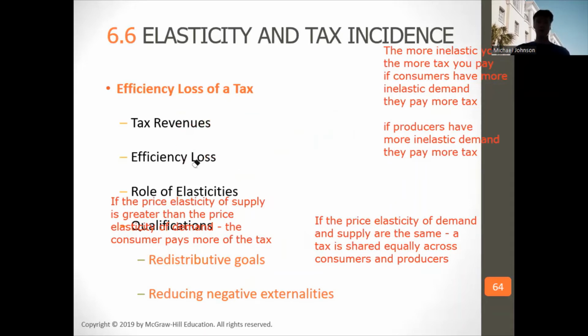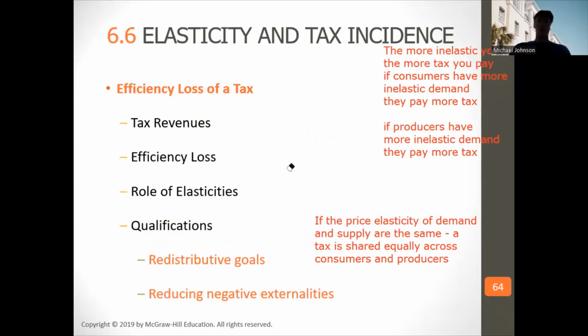Just keep that up for a bit. So efficiency loss is from tax. Tax revenues are produced from a tax. There are efficiency losses due to tax because there's underproduction. So, good question on that.